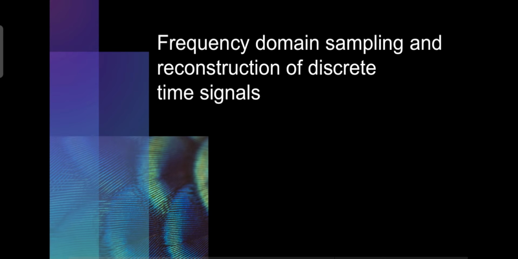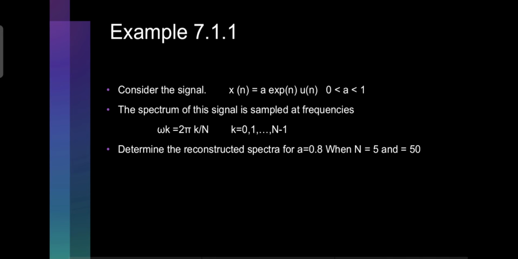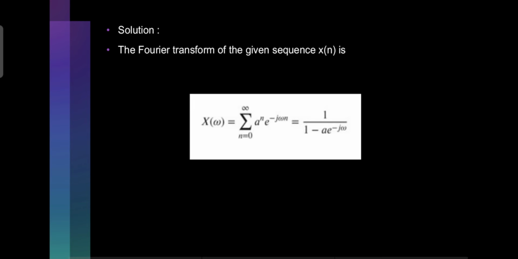Hello everyone, in this video we will be solving an example on the topic frequency domain sampling and reconstruction of discrete time signals. In the given question, a sample signal x of n equals a to the power n times u of n, where a is ranging between 0 and 1. In the question we have to find the reconstructed spectra for a equals 0.8 when N equals 5 and N equals 50. Now, let's see the solution.